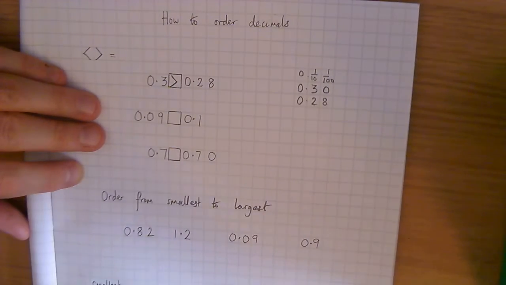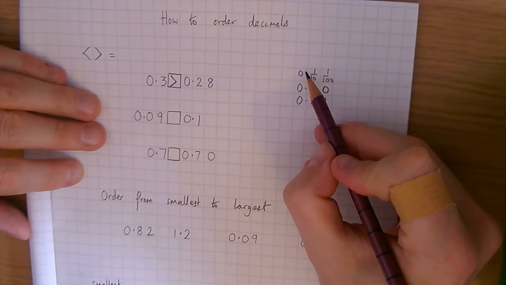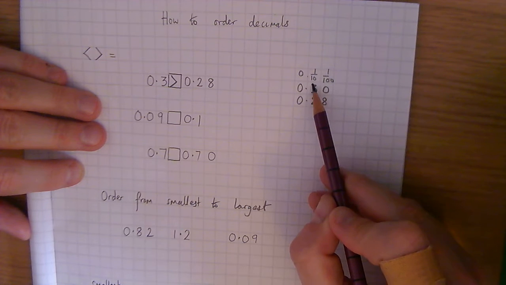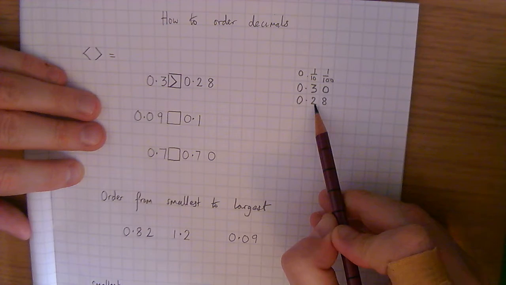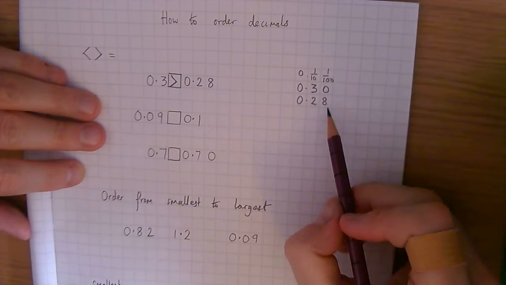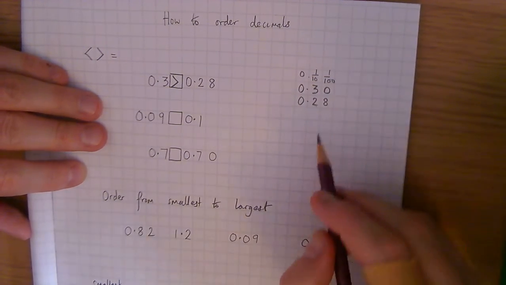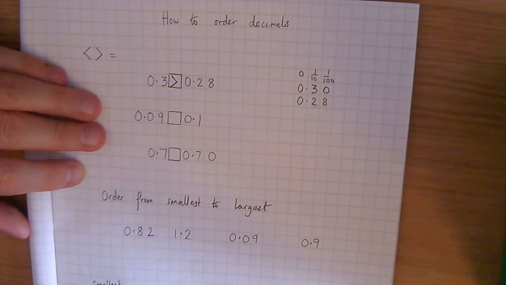Another way of thinking about it is to look at it almost like a bit of a game, a competition, which number wins. So we start here with the units, and it's a draw. If it's a draw, we go along to the next column. And then you can see that 3 tenths, 3 here is more than 2 here. Therefore, the 0.3 must be bigger than 0.28. If this was a draw, we just go to the next column and compare, and keep going to compare them. So 0.3 is greater than 0.28.